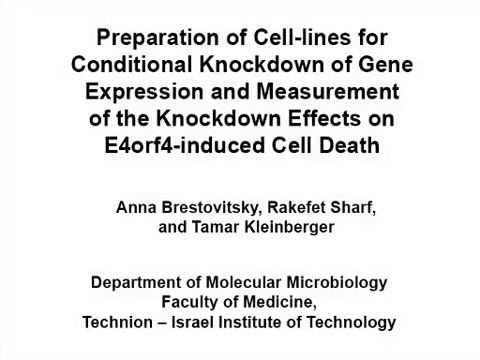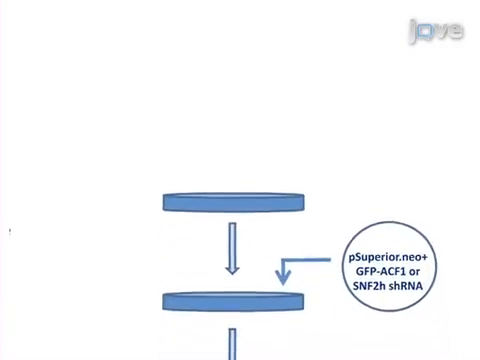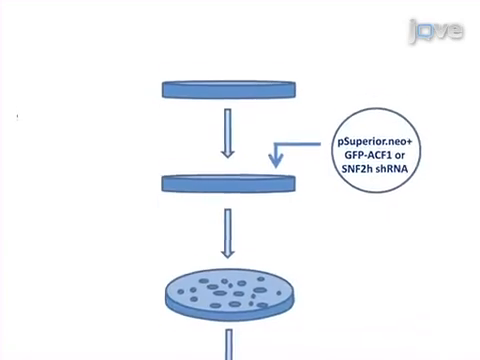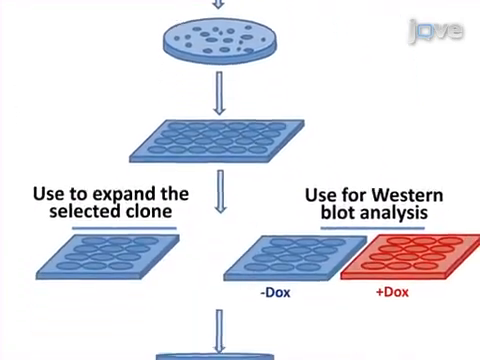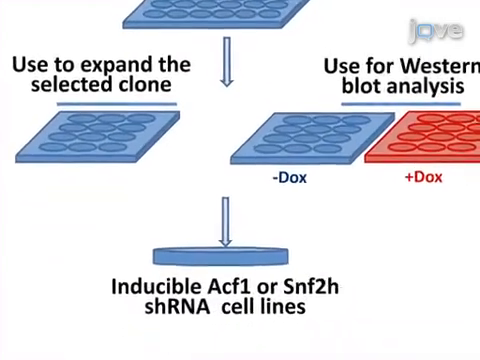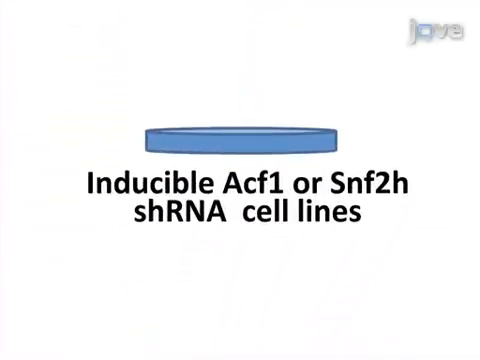The overall goal of the following experiment is to observe the effect of Acf1 or SNF2h knockdown on E4orf4-induced cell death. This is achieved by generation of cell lines in which Acf1 or SNF2h shRNA expression is conditionally activated by addition of doxycycline, resulting in reduced levels of Acf1 or SNF2h protein.